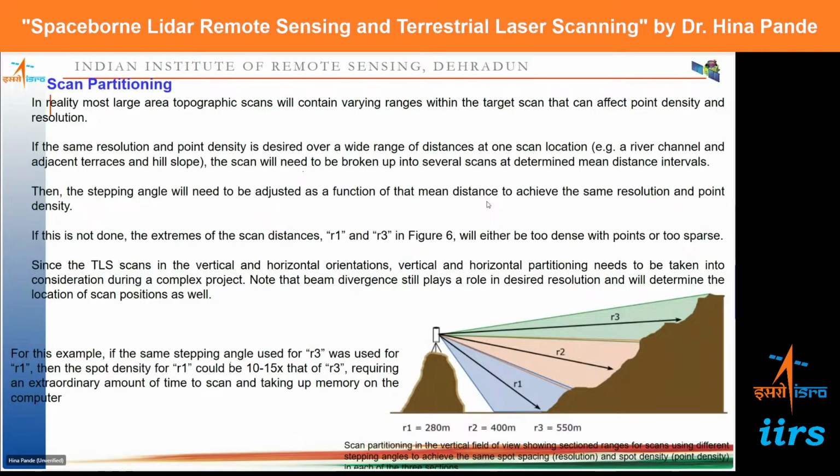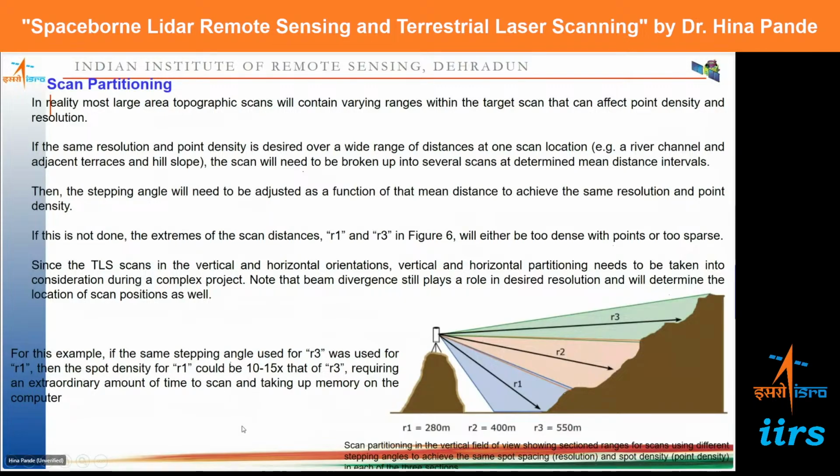If we do not do this, then the extreme scans, for example here, R1 and R3, will either be too dense or too sparse. Since the terrestrial laser scanner scans in the vertical and horizontal orientations, vertical and horizontal partitioning needs to be taken into consideration when we are scanning a complex project. Now, you should note here that beam divergence will also play a role in the desired resolution, and it will determine the location of the scan positions also. So, for example, if we look at this, we have partitioned this into three areas, R1, R2, and R3.